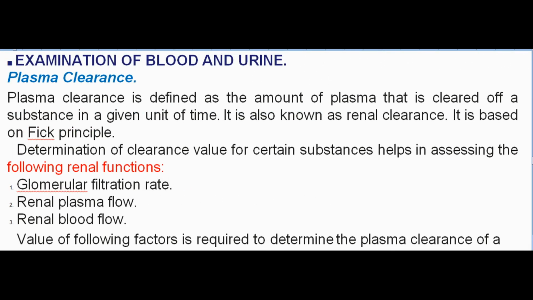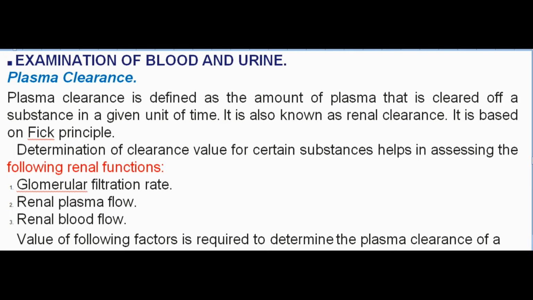Examination of blood and urine. Plasma clearance. Plasma clearance is defined as the amount of plasma that is cleared off a substance in a given unit of time. It is also known as renal clearance. It is based on Fick principle.